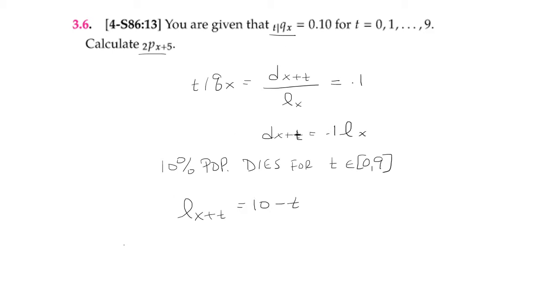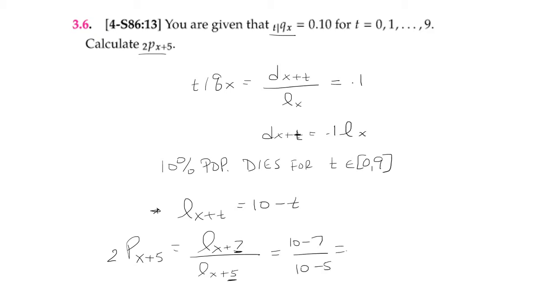Okay. So I want to find the probability of surviving 2 years at age x plus 5. So that's the same thing as how many people in the population at x plus 7 divided by how many are at age x plus 5. And all we have to do is just plug in t equals 7, t equals 5 into this formula. So we get 10 minus 7 over 10 minus 5, which is 3/5. And writing it as a decimal, it's 0.6. So there's about a 60% chance that you'll survive 2 years.